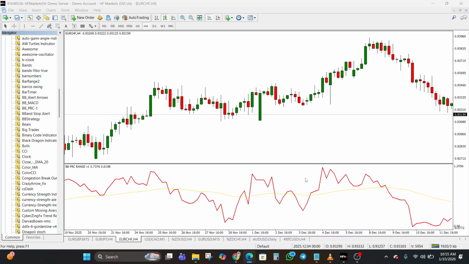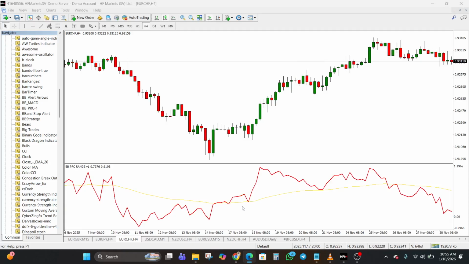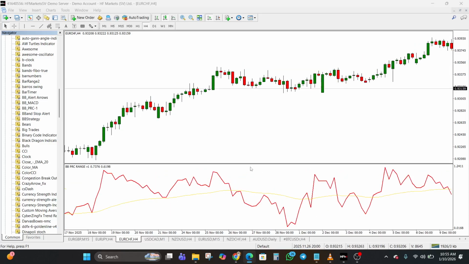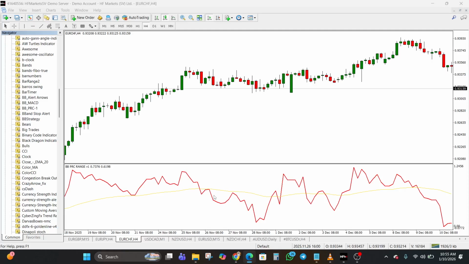When you notice the red line break above this orange line, it can give you an idea that bullish momentum is about to prevail. So all you have to do is look out for bullish confirmation patterns on your chart. Could be candlestick patterns, could be chart patterns, but when you have the red line cross above the orange line, you should be looking out for buy opportunities.